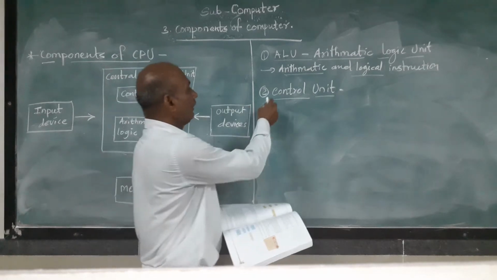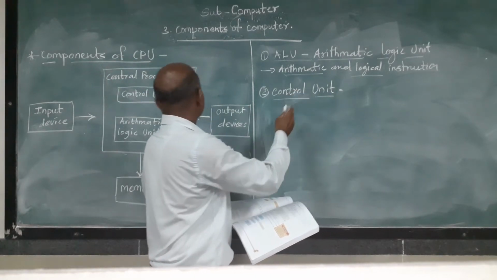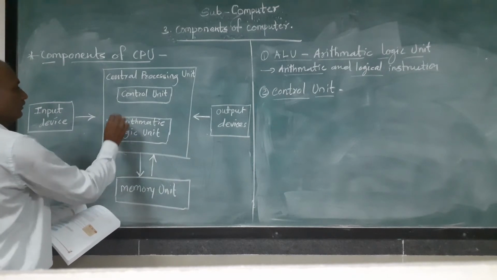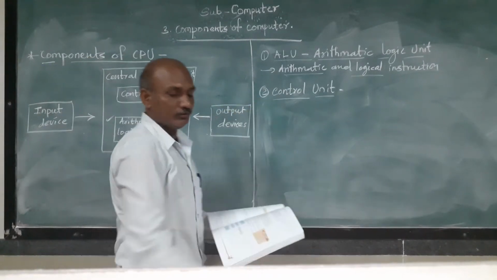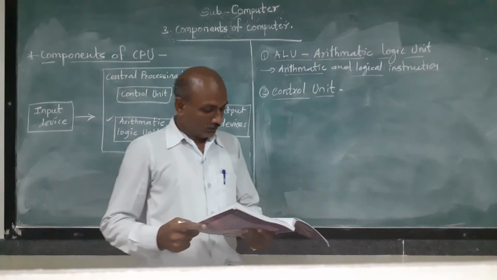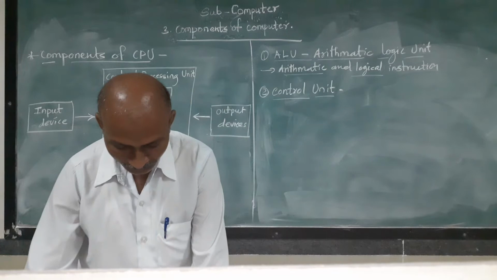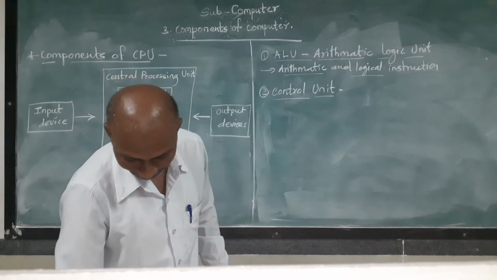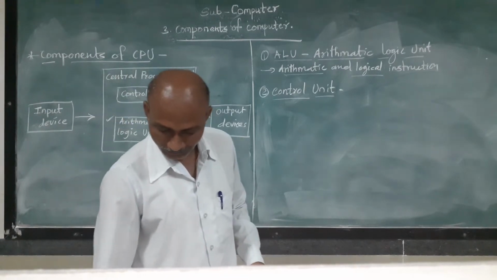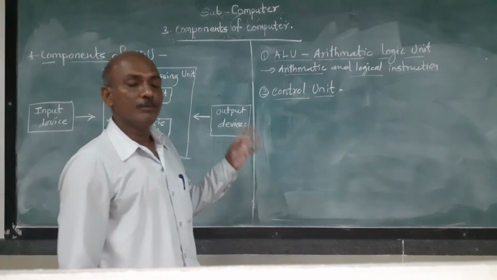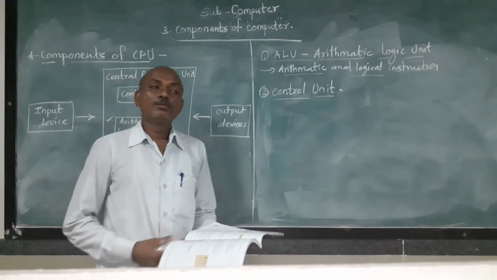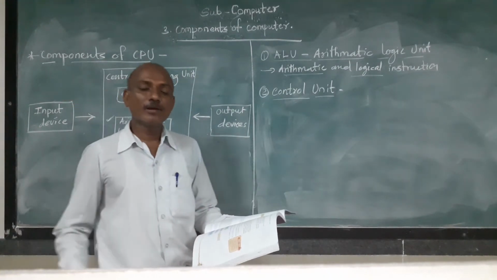Now the second point is control unit. This is done. Okay. Now control unit. What is the control unit? What is the control unit doing? The control unit accepts the data which is coming from the input devices and controls all the computer system.